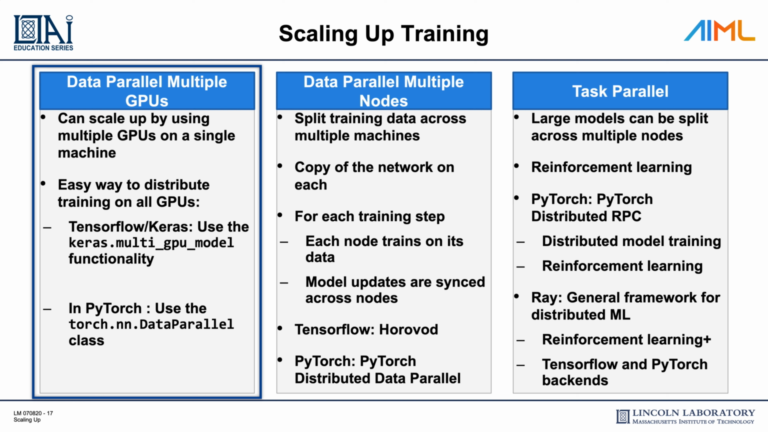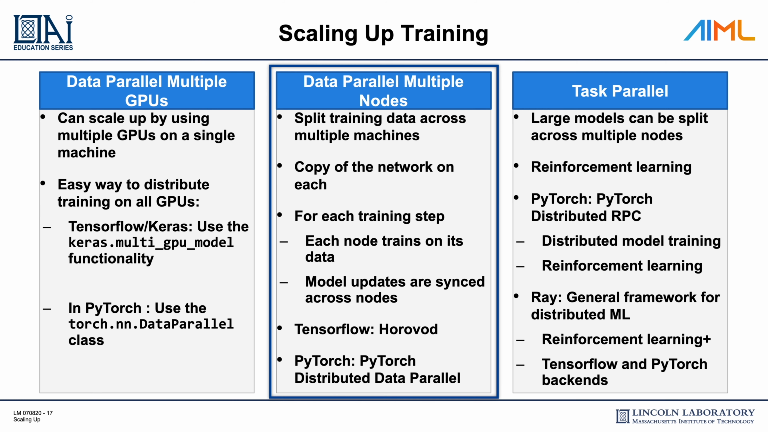Next, for large datasets, we may need to expand to multiple GPUs on multiple nodes. This is called data parallel because we are splitting up the data, but each GPU has a copy of the network. For each training step, each node will train on its subset of data, and the model updates are synced across nodes. You can play with how you break up the data and how often you sync the updates for the model. For TensorFlow, this is implemented by the Horovod package, which was developed by Uber. PyTorch has a submodule, Distributed, with a data parallel component.